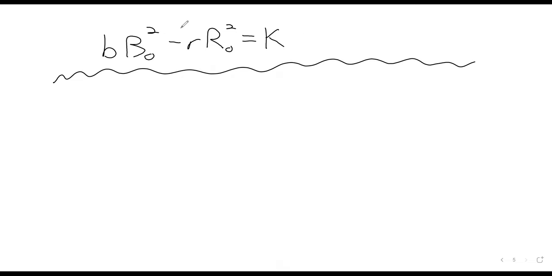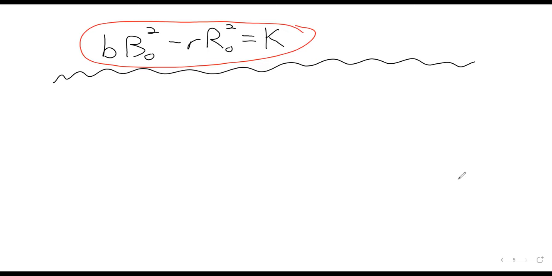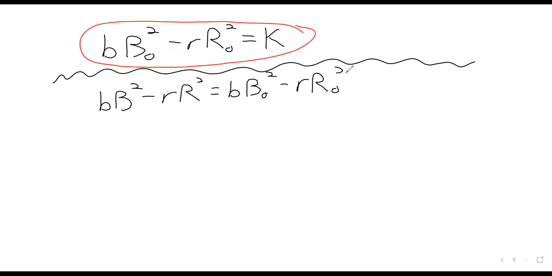And if we now take this and we plug it in there, we get lowercase b times capital B squared minus lowercase r times capital R squared equals lowercase b times B sub zero squared minus lowercase r times R sub zero squared.